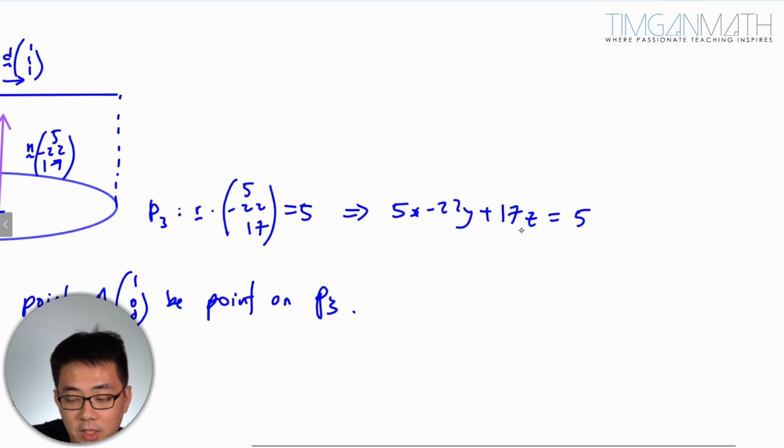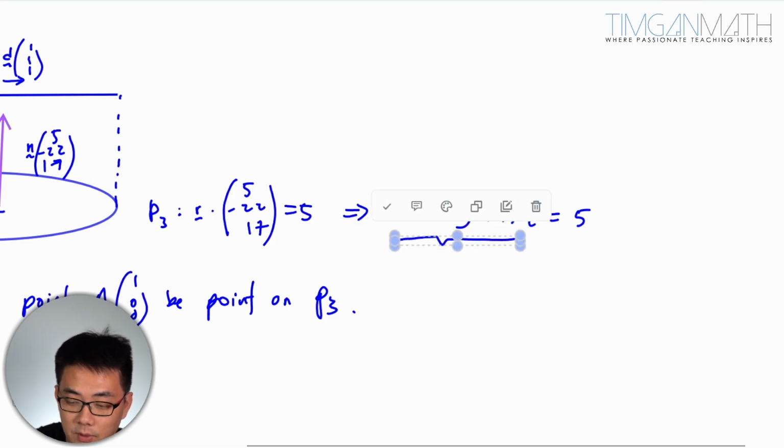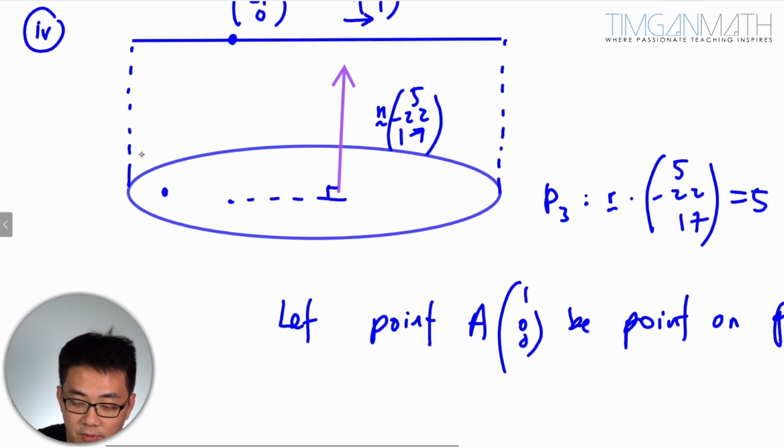Any combination of x, y, z which gives you 5 would be on the plane. The easiest is 1, 0, 0. So 5 times 1 would be 5, then 0, 0. Okay, that will be 5 total. So that's why 1, 0, 0 is definitely a point here.